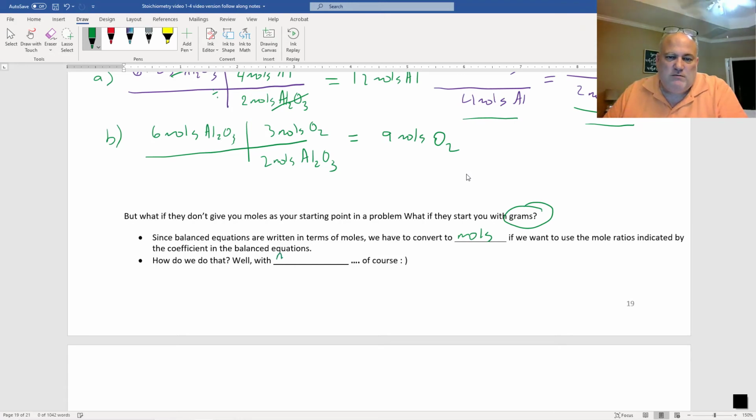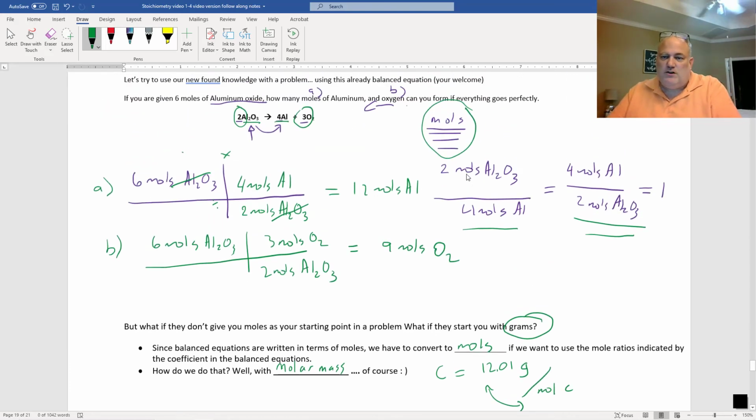Well, we use molar mass. If you're having trouble remembering from the last video, molar mass is, again, the number that we get from the periodic table. So if I was looking at carbon, and I looked in the periodic table, the number underneath is 12.01, and that is the number of grams per mole of carbon. So this would be the conversion that we could use if we knew either our moles or our grams. And if they start us with grams, we can convert to moles.